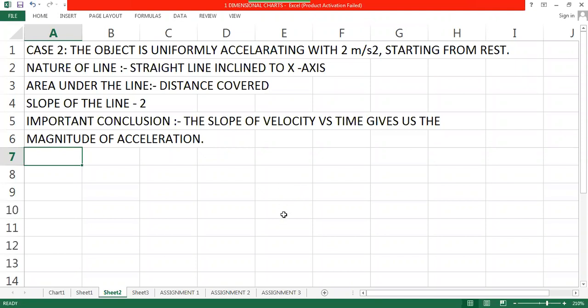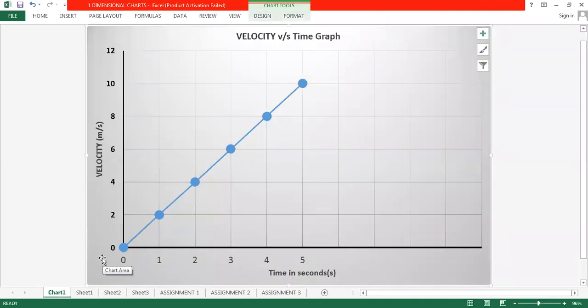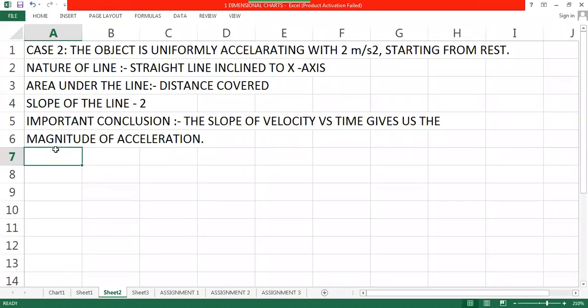Okay. Now, the third case. Have you drawn this graph? So we have done the second case, that the object is uniformly accelerating. Now we will start with the next one. Chalo. Now write down the case 3.